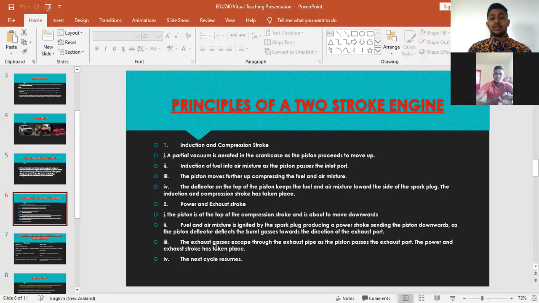The exhaust gases escape through the exhaust pipe as the piston passes through the exhaust port. The power and exhaust stroke has taken place. The next cycle resumes, which means that the induction and compression stroke again starts.